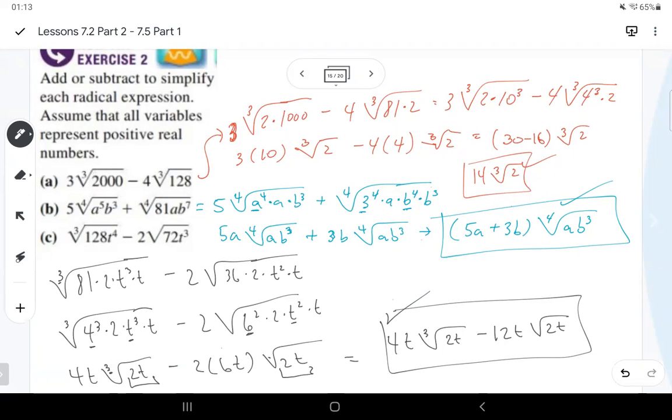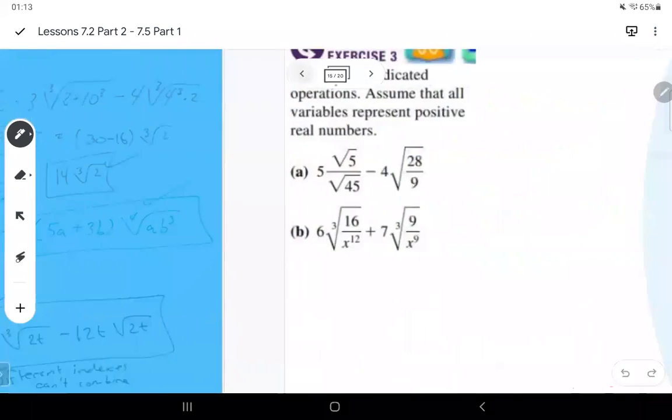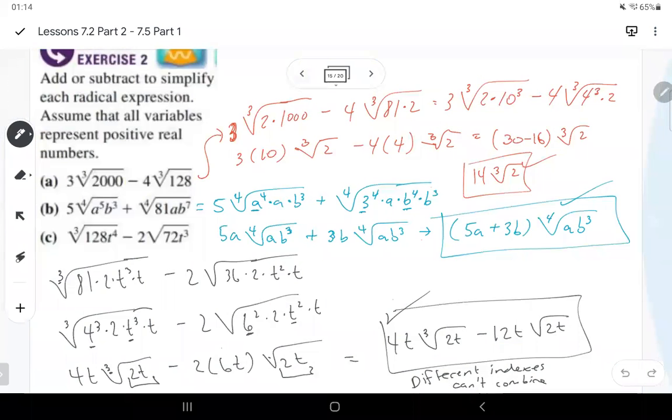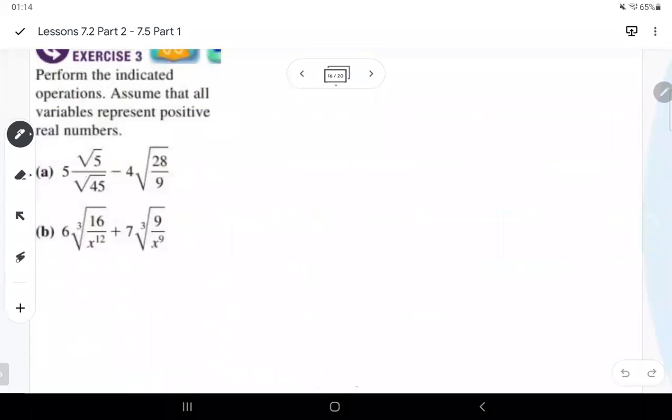So different indexes, so can't combine. Okay. All right, and then I'll actually leave that there a second. So if you guys need it, you can have it. And then we just have one small example left for this lesson, and then we'll move on to 7.5.